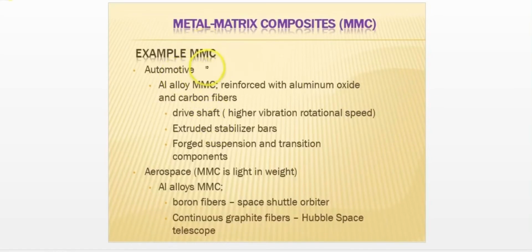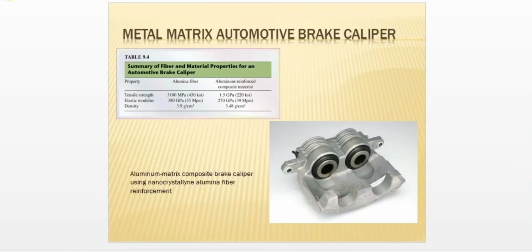Right, for examples of MMC, we use it extensively in automotive and aerospace applications. In automotive: drive shaft, extruded stabilizer bar, forced suspension. And for aerospace: boron fibers and continuous graphite fibers. This is from the textbook. We just screen capped the application and properties of metal matrix composite for the brake calipers here. I think everyone should be familiar with brake calipers for cars.